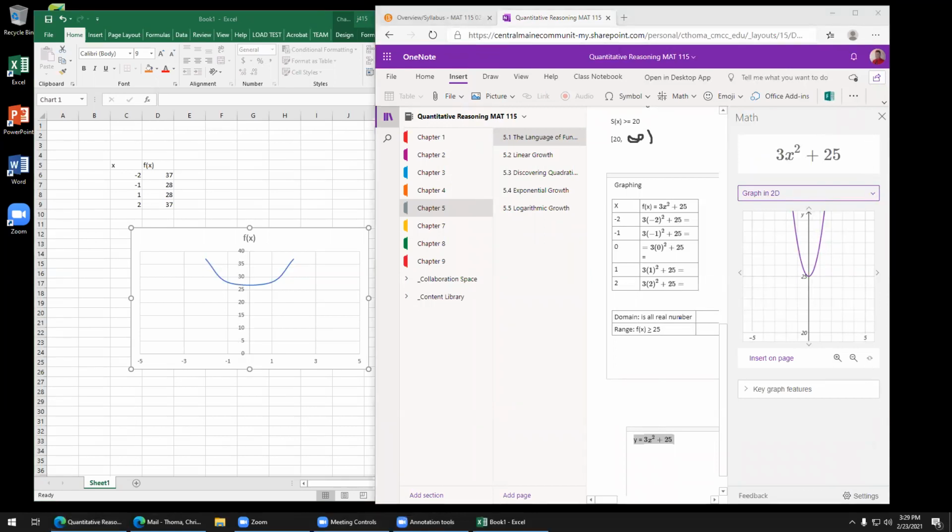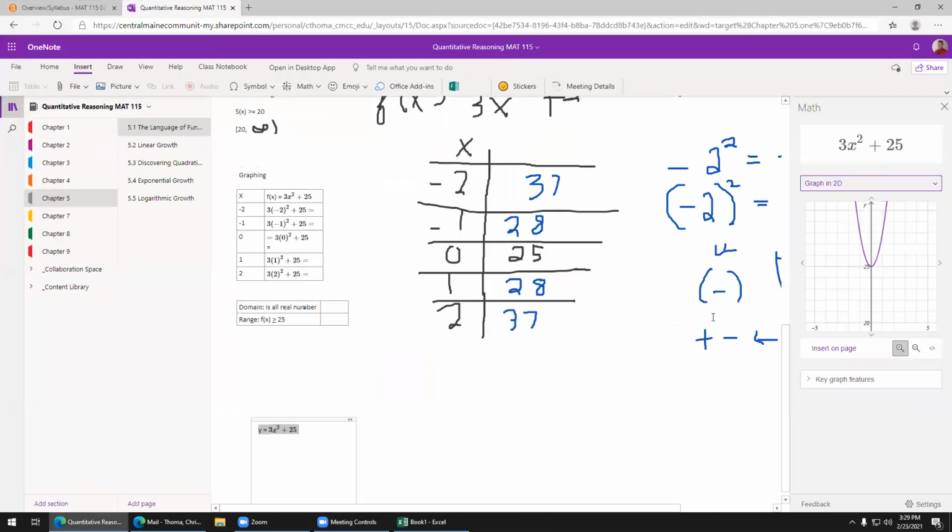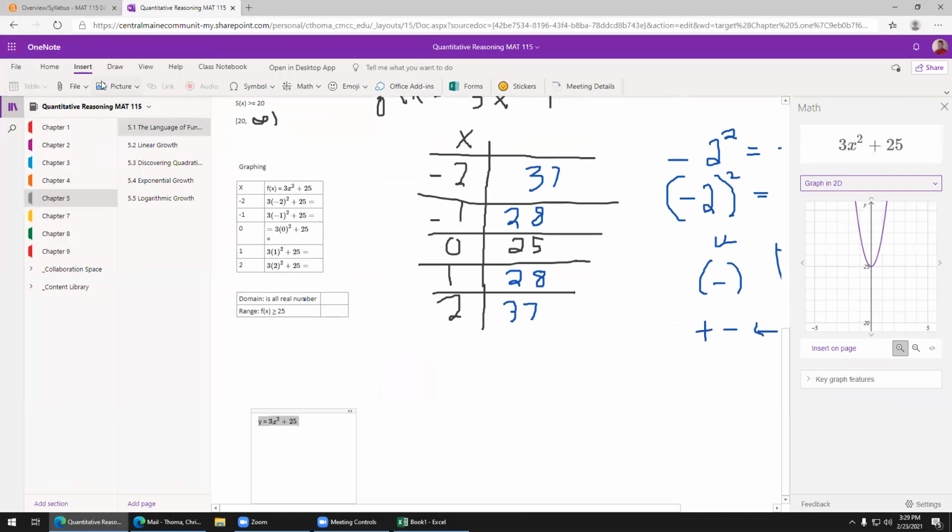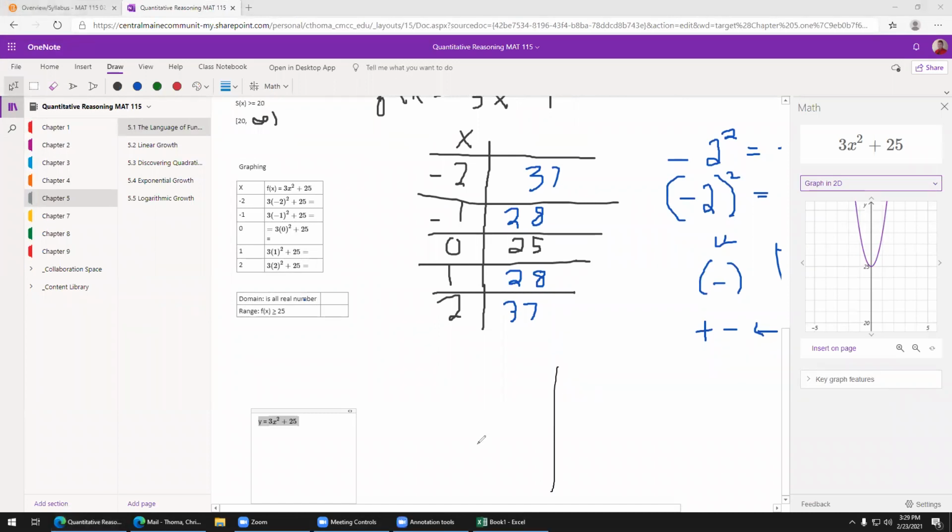And again, you don't have to be able to use these cool tools. I do them just because they're better than me drawing by hand. If you wanted to do it on paper, I'm just going to draw it with this. You create an XY plane and then you plot these points. So over -2, up 37. Say 37 is way up here. -1 and 28. I'm doing a quick estimate: 0 and 25, 1 and 28.